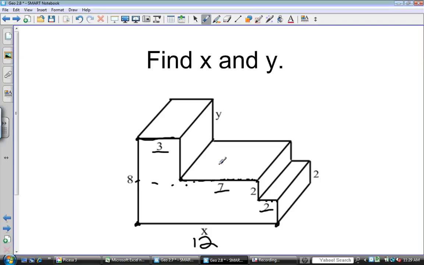Now let's see. If I wanted to find out y, which is going up and down, let's look at all the up and down. We have 8, that's the whole distance. We have 2 here and 2 here. So if I go up 2, and then I go up 2 more, how many more do I need to get up to get to 8? That would be 4.